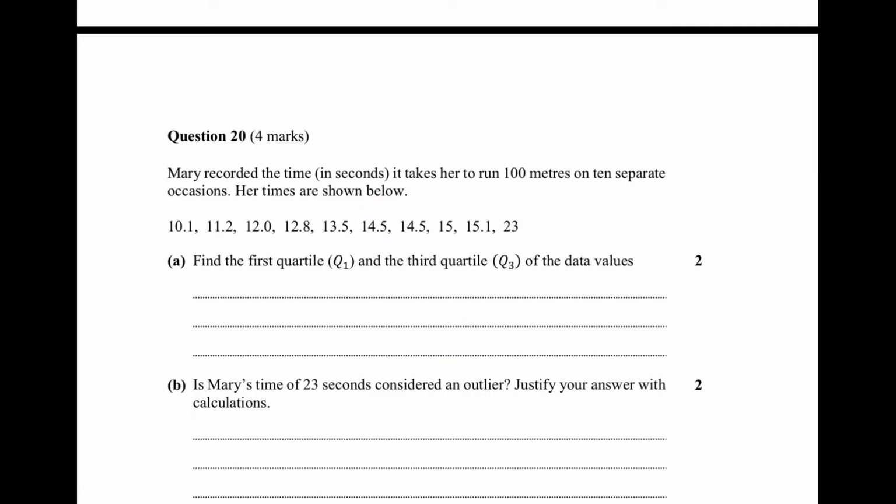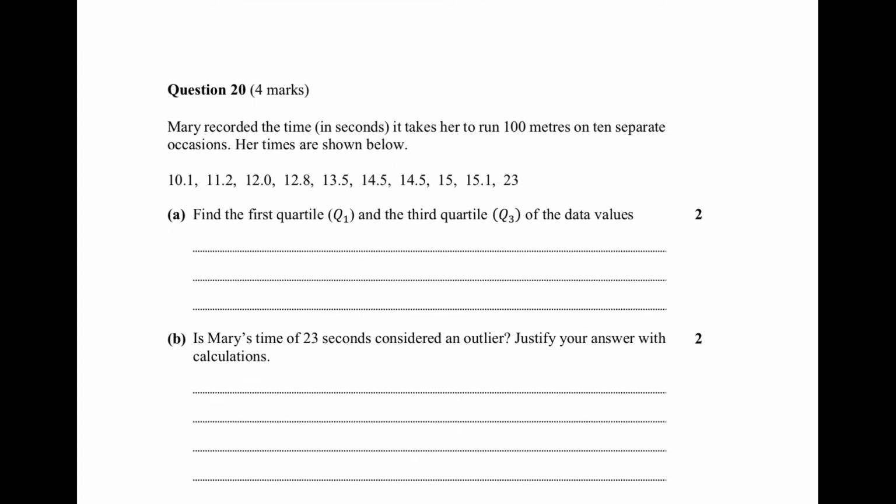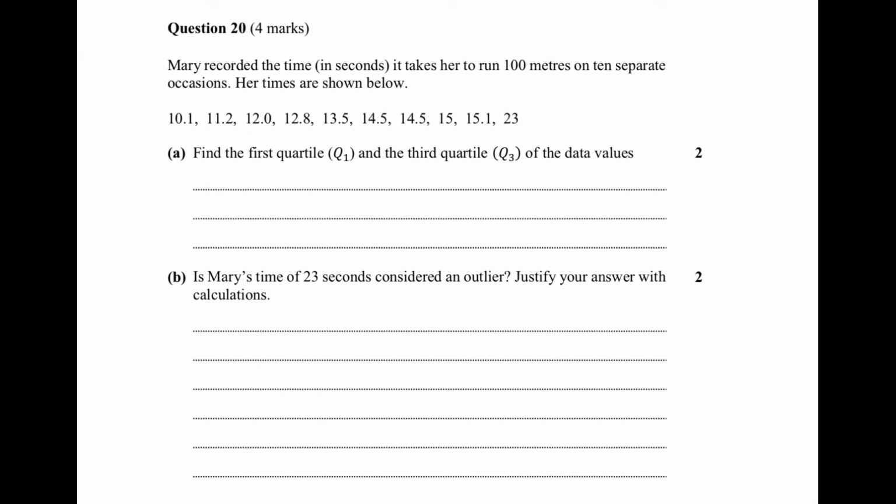Question 20. Mary recorded the time in seconds it takes her to run 100 meters on 10 separate occasions. Her times are shown below. Great, they're in ascending order, so I don't have to rearrange them. Part A. Find the first quartile and the third quartile of the data values.